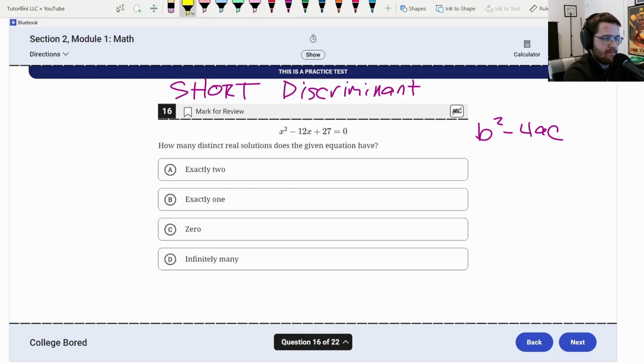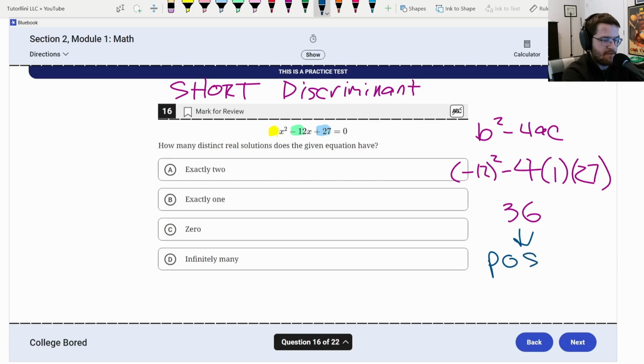So you see we have an a of 1, a b of negative 12, and a c of 27. So I'm going to do negative 12 squared minus 4 times 1 times 27. If I type that in a calculator, I get 36. And that means the discriminant is positive, so it has 2 real solutions. You can learn more about the discriminant by going to watch that short. And the answer is A.